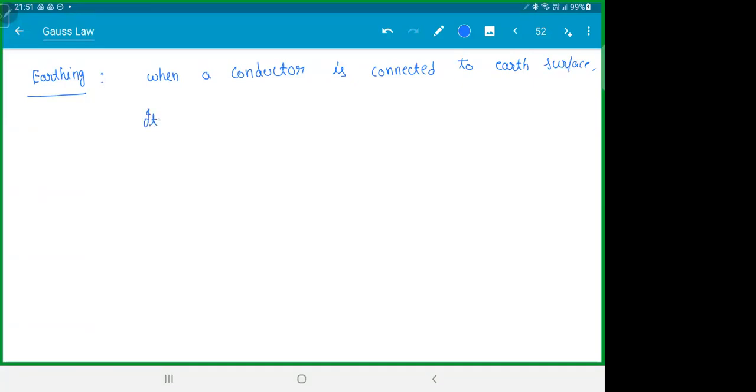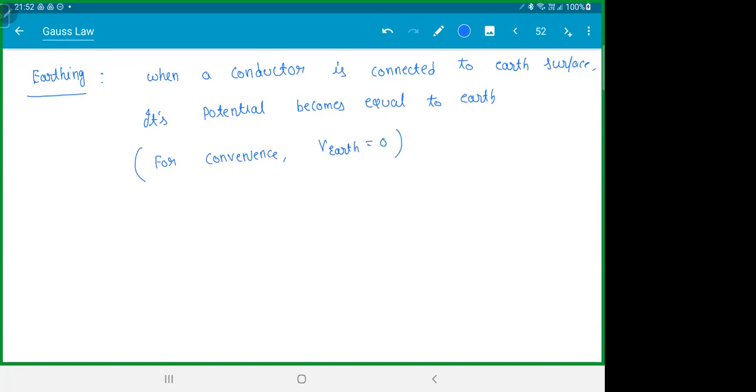Be careful, huh? When you earth something, charge will not become 0. It can become 0, but that is not the condition. Its potential becomes equal to the Earth. And because Earth is so big, kq by r is so big, the potential of the Earth will not change. So what we do for convenience? Actually, Earth's potential is not 0. It is minus 0.1 volt or something. But for convenience, we take the potential of the Earth to be 0. Keep this in mind. Whenever you earth something, potential becomes 0. What will the charge be? We don't know. That we have to calculate, which we will see.